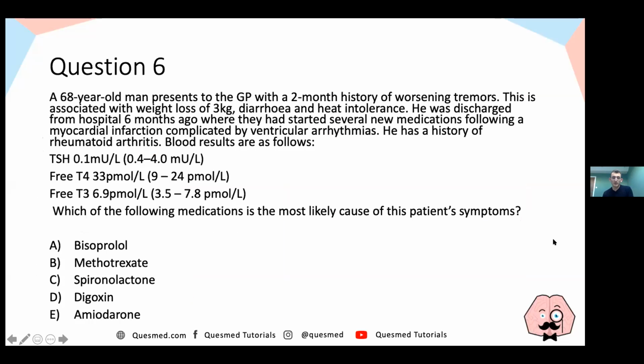Question 6. A 68-year-old man presents to the GP with a 2-month history of worsening tremors. This is associated with weight loss of 3 kilograms, diarrhea, and heat intolerance. He was discharged from hospital 6 months ago, where they had started several new medications following a myocardial infarction, complicated by ventricular arrhythmias. He has a history of rheumatoid arthritis. Blood results are as follows. Which of the following medications is the most likely cause of this patient's symptoms?